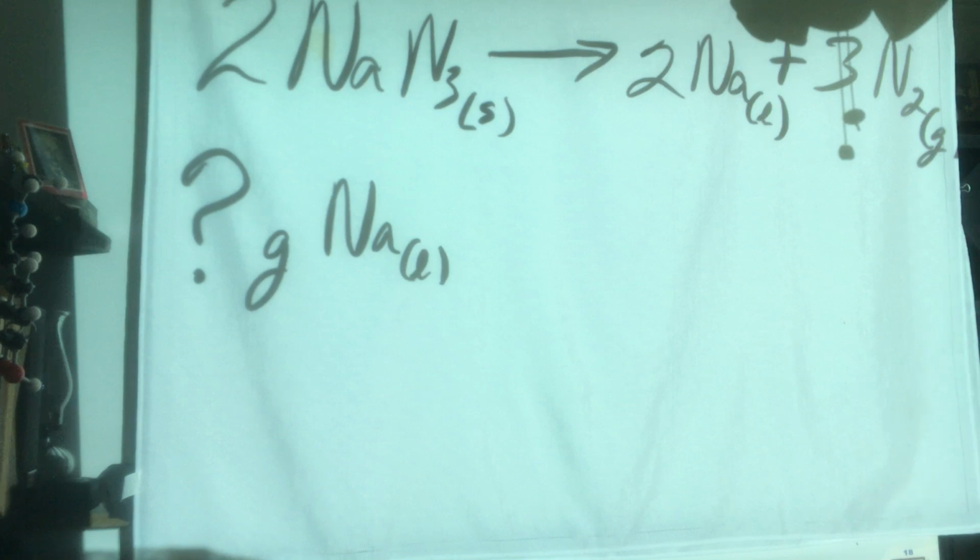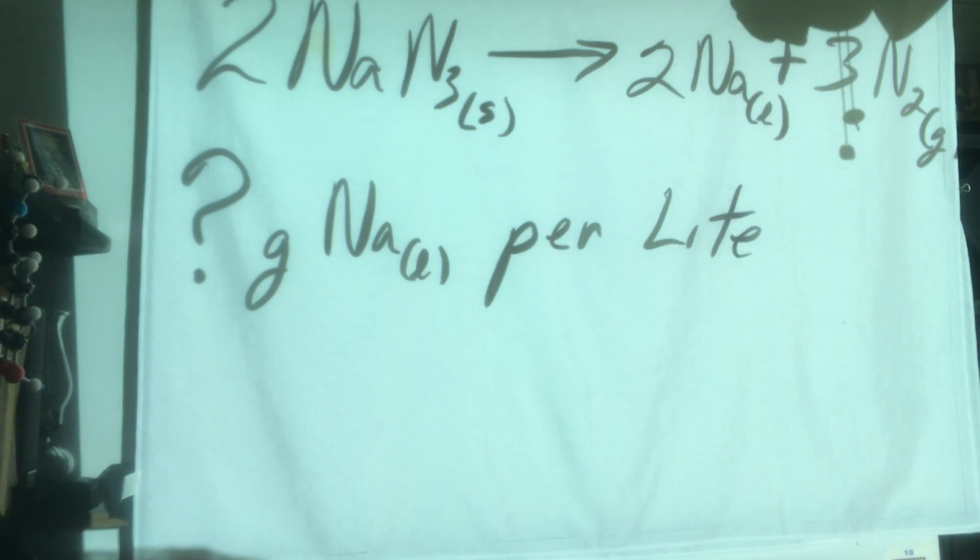We had this reaction of 2 moles of sodium azide solid decomposing very rapidly and producing 2 moles of sodium metal liquid and 3 moles of nitrogen gas. We want to find out how many grams of sodium metal are produced per liter of nitrogen gas produced.